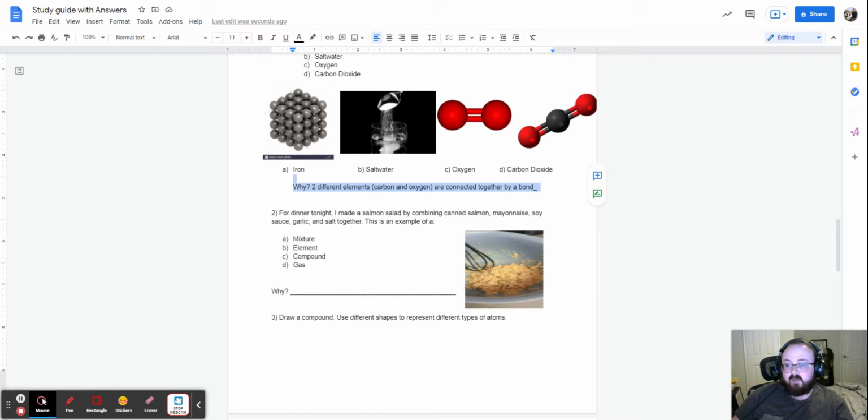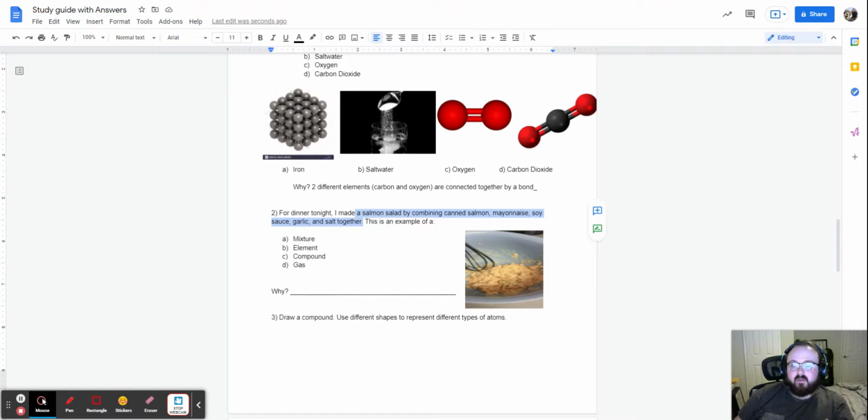So, discussion 2. For dinner tonight, I made a salmon salad by combining canned salmon, mayonnaise, soy sauce, garlic, and salt together. This is true. This was my dinner tonight. It tasted good. I made an onigiri with it. So, this is an example of a mixture, element, compound, or gas. So we have a whole bunch of stuff that I'm putting together.